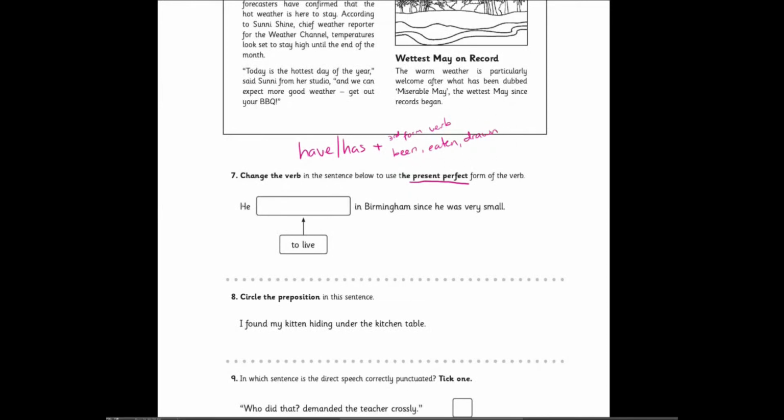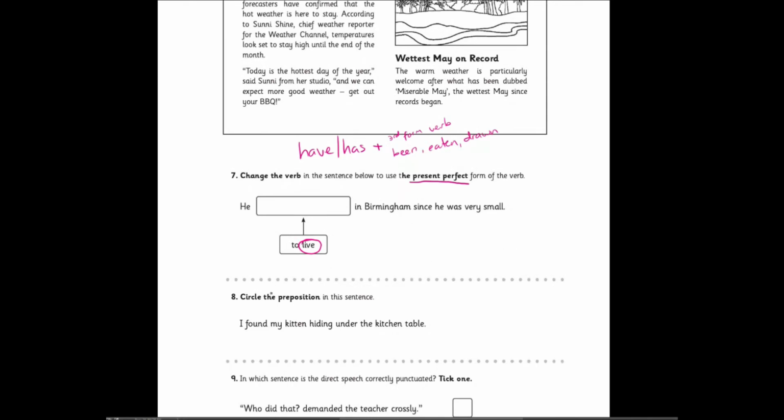So in this sentence we've got he, then we're going to use this, in Birmingham, that's a city, in Birmingham since he was very small. For he, do we want have or has? Have a think about that. He, and then we need the third form of this verb. Okay, the third form.